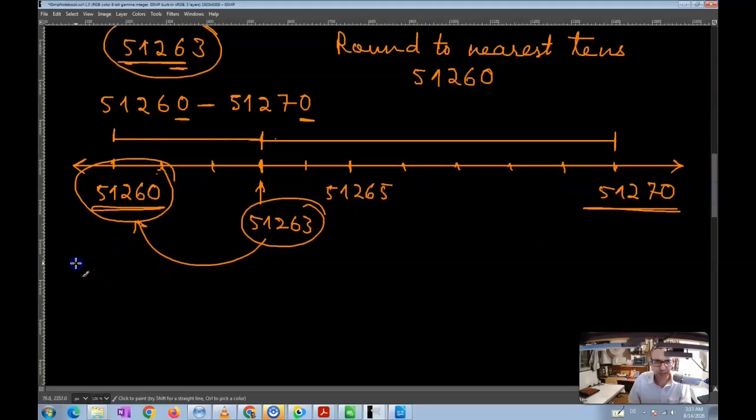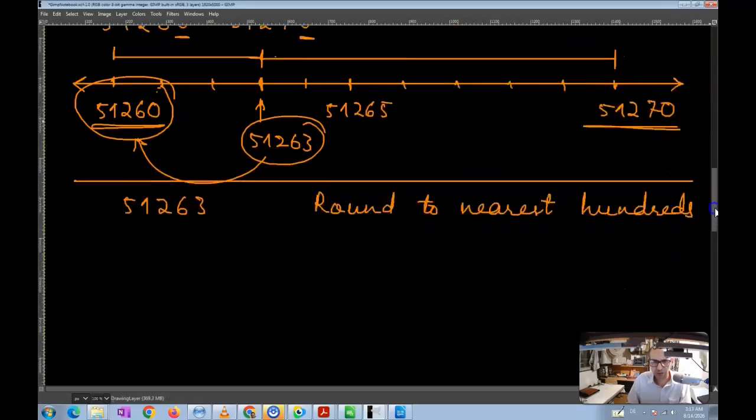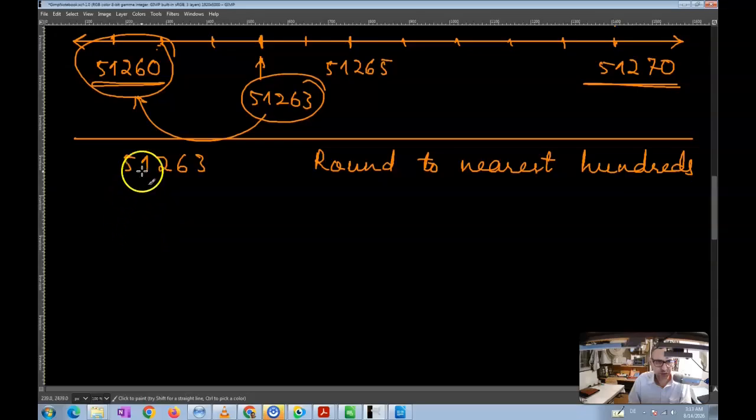Now, the same number that we had over here, 51,263, if I were to round it to the nearest hundreds, then what that means is that I'm going to pick the hundreds place value, which is this place value over here, and I'm going to keep all the digits up to the hundreds place value, but the rest of the digits I'm going to ignore and substitute them with zeros, right?